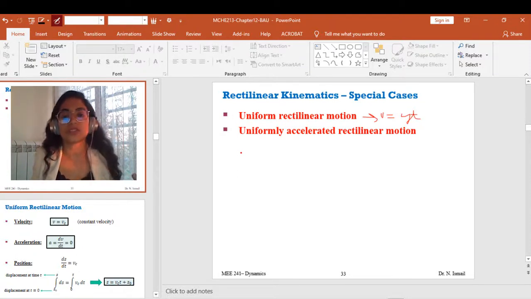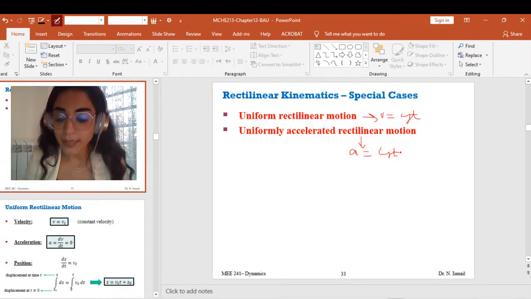What about the position, s? How to find s? What is the equation of s in terms of v and in terms of the time t? Now the second type is uniformly accelerated rectilinear motion. What does this mean? Uniformly accelerated means that a is equal to a certain constant. If a is equal to a certain constant, what will be the equation of v? And what will be the equation of s in terms of this a and in terms of v and the time t? Let's do it.